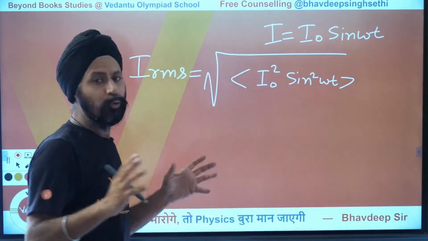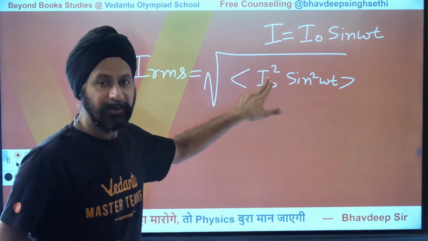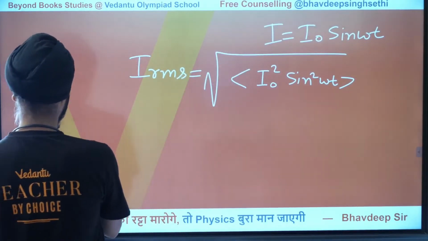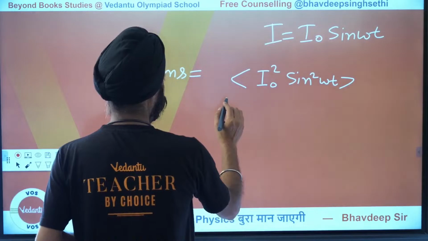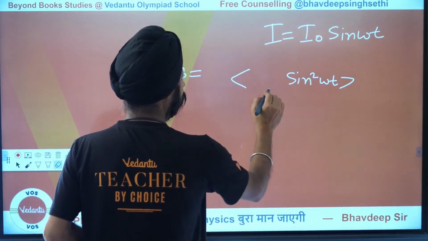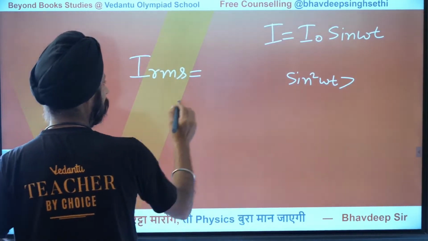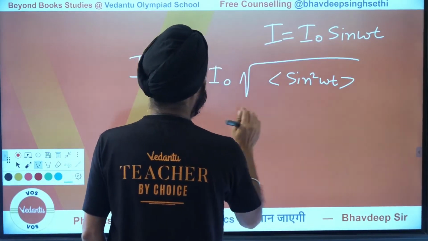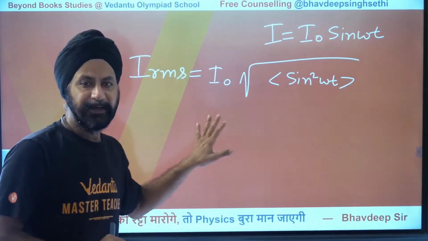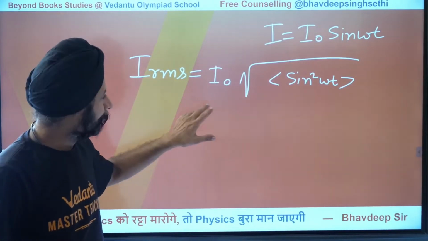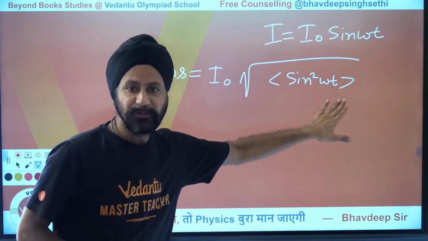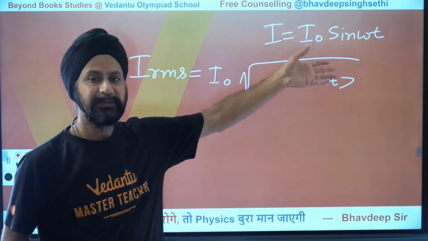Right, so this is the root mean square. Now this I naught square, being a constant, will come out of this. So let's actually do that here to make it simple. This will come out of this, and I can rewrite all this as I naught. So all I have to do to find the RMS value is take the peak value and multiply it with the RMS of this. So the average of sine square omega t, square root of that.